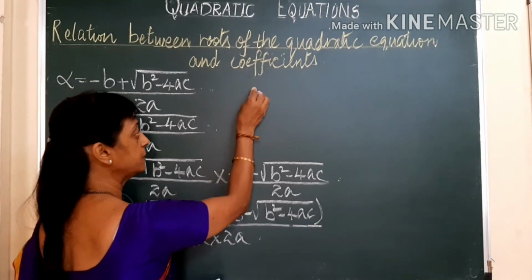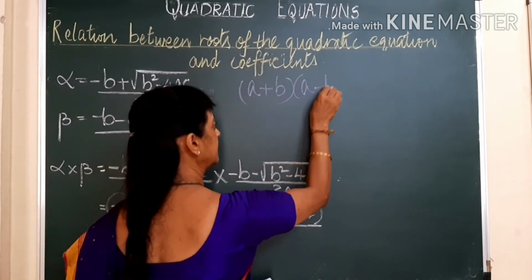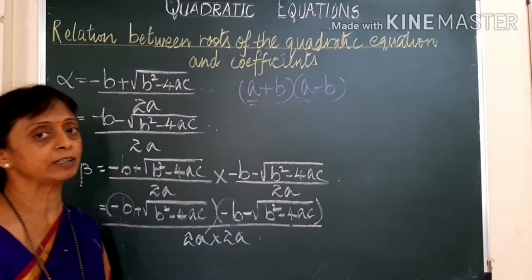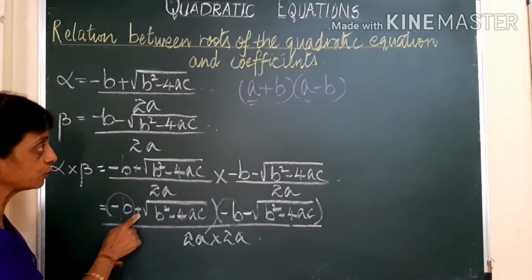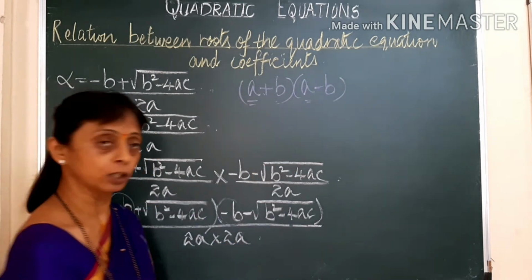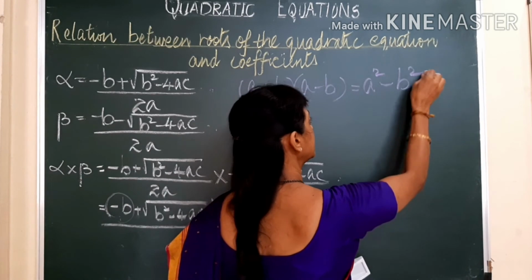Now if we have same terms, a plus b and a minus b, same terms in both the brackets, only the difference lies in the sign. Once with a plus, once with a minus. Then what is the answer? The answer is a square minus b square.